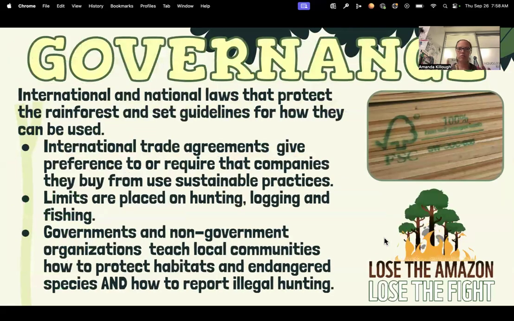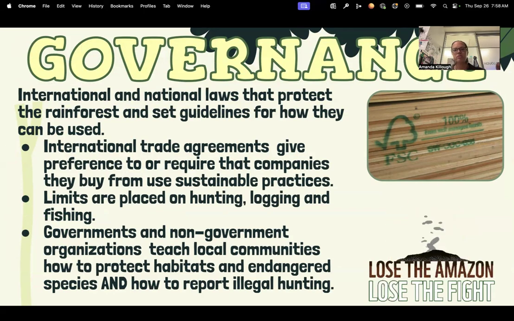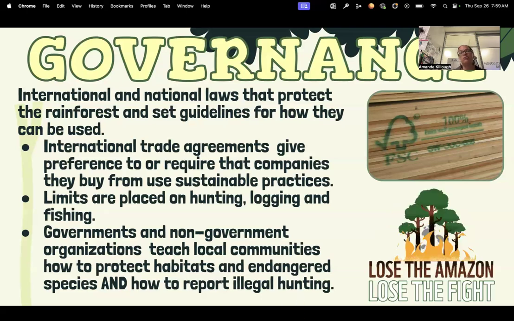So specifically your governance: international trade agreements that give preference to or require that the companies they buy from use sustainable practices. They put it in the rules. They say, hey, if we're going to use your stuff, you've got to be sustainable in some capacity. They limit where you can hunt, where you can log, where you can fish. Governments and non-government organizations, your NGOs, which are like nonprofit organizations, teach local communities how to protect. There's a lot of that going on in the Galapagos. School children are being taught how to protect their island. Our kids that were there were taught how to protect the islands and what they're doing to protect the tortoise and the sea lion and so on. So it's just education in general, trying to teach locals not to be so global and so modern that you ruin this beauty that you have.